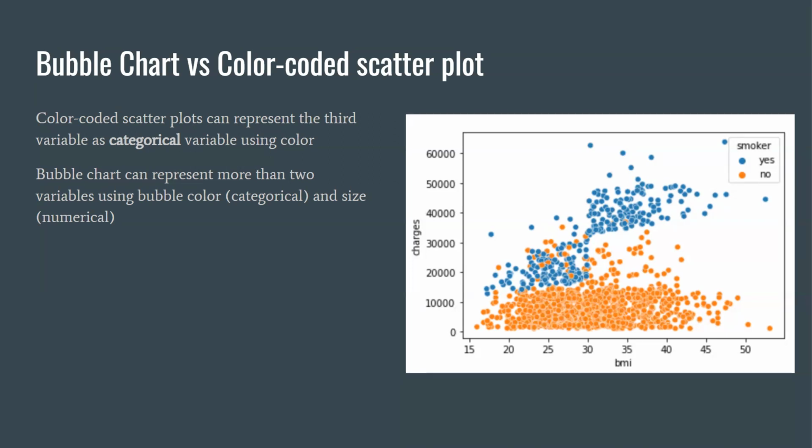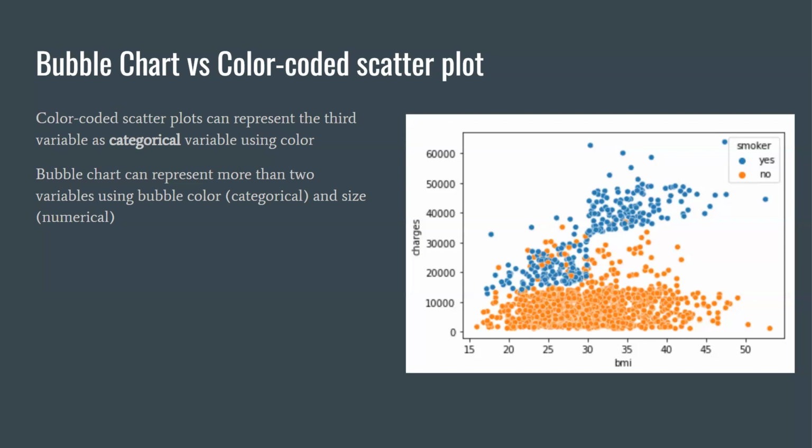And there's a difference between the interpretation for a bubble chart. Estimating the exact value represented by a bubble size can be more challenging than interpreting color, especially if the bubble sizes vary widely.